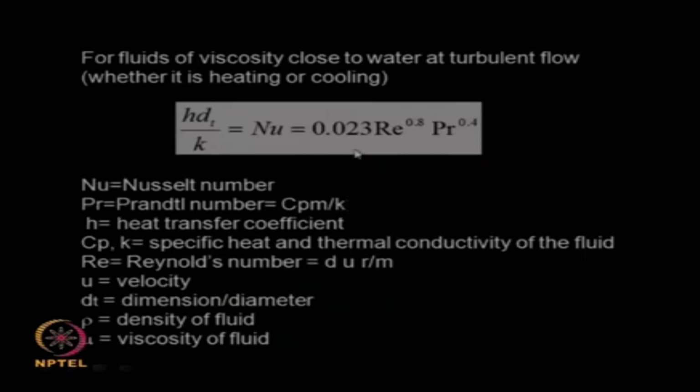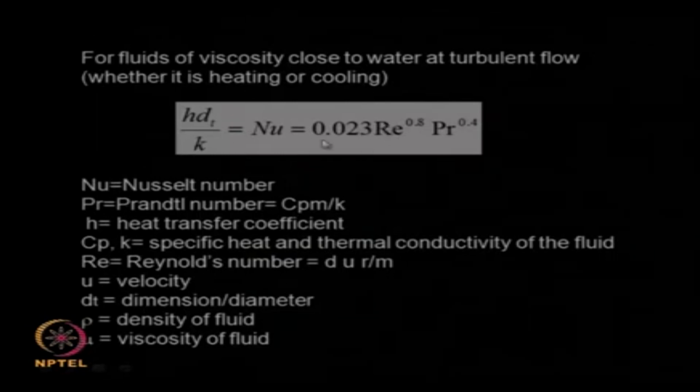Okay. Whereas the Reynolds number, it is given by Re equals rho u d over mu, where d is the dimension, u is the velocity, rho is the density of the fluid, mu is the viscosity of the fluid. So that is called the Reynolds number.